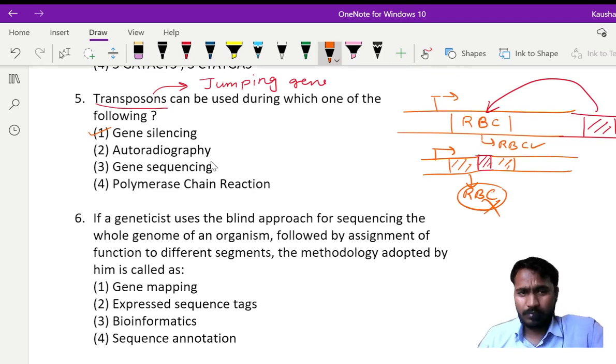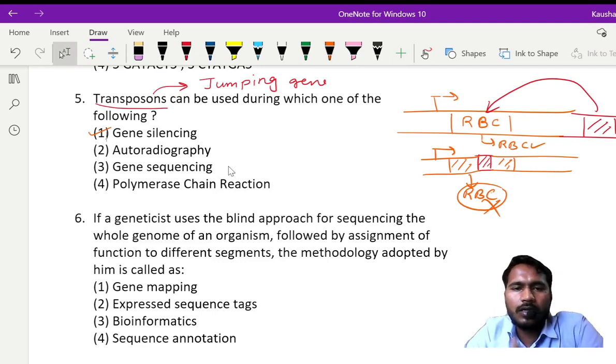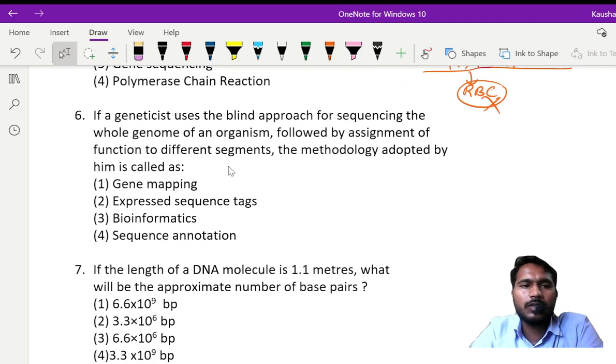Autoradiography, gene sequencing, no. Polymerase chain reaction, you know. Autoradiography, you read in the biotechnology chapter, is used when you are going to visualize the DNA after electrophoresis. That is used for imaging. Gene sequencing is the sequence of the gene. Polymerase chain reaction, you know.